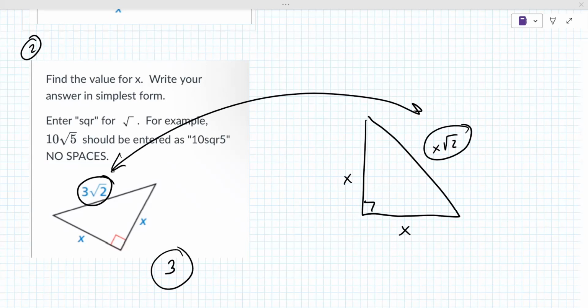All right, so I must have missed one here. I did not get 3. 3 looks like it got cut off. Maybe it's in one of these other ones. So we'll just go to 4 here.